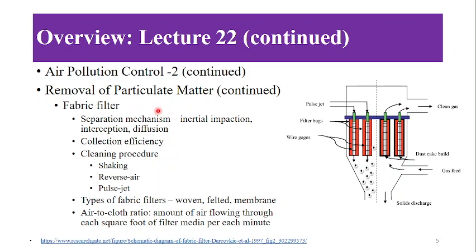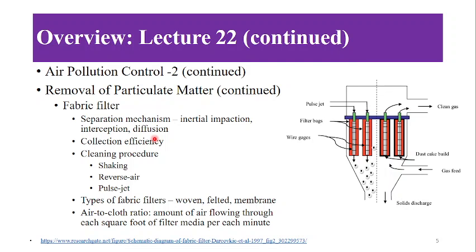Next, in the removal of particulate matters, fabric filters were discussed. In that, there are a number of bags of filters through which the air is passed, and in the fabric of these filters, the particulate matter gets entrapped. The separation mechanism can be through inertial impaction, interception, or diffusion. Usually, most of the separation is done through inertial impaction and interception, and a lesser amount of separation occurs through diffusion. The collection efficiency for the same was discussed.